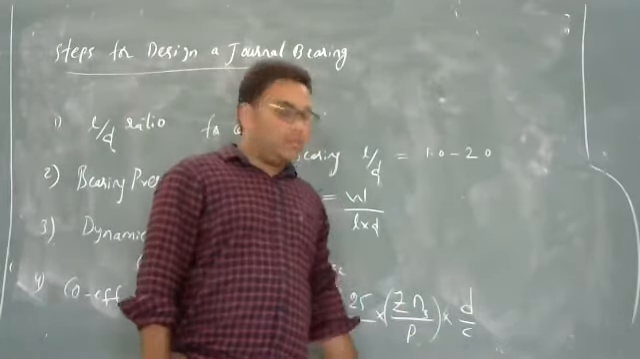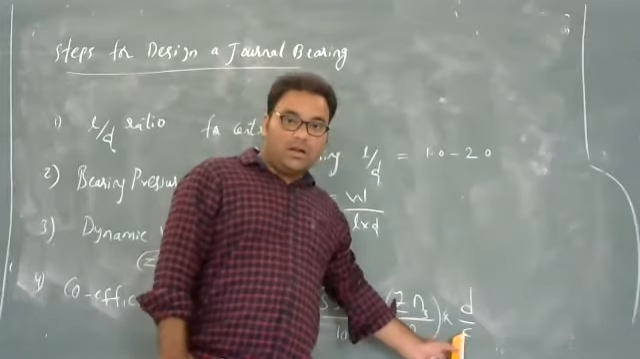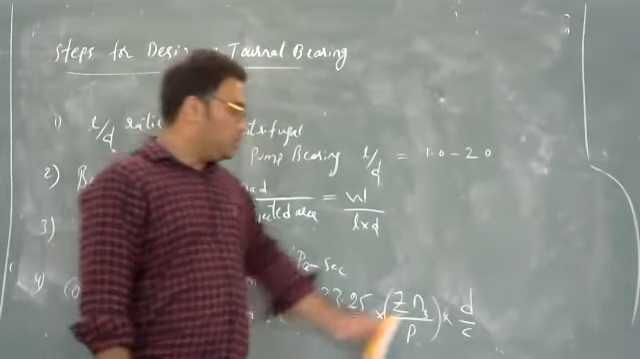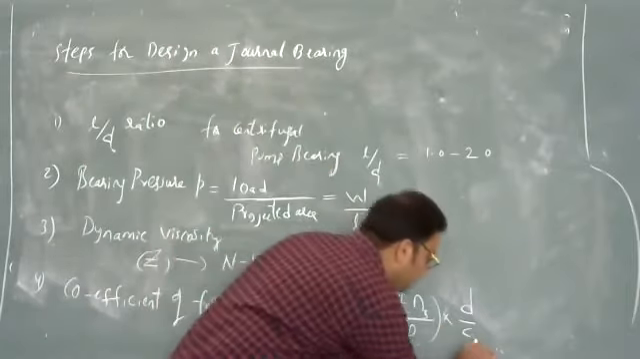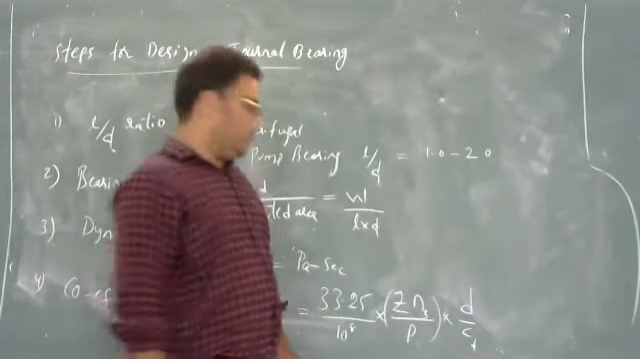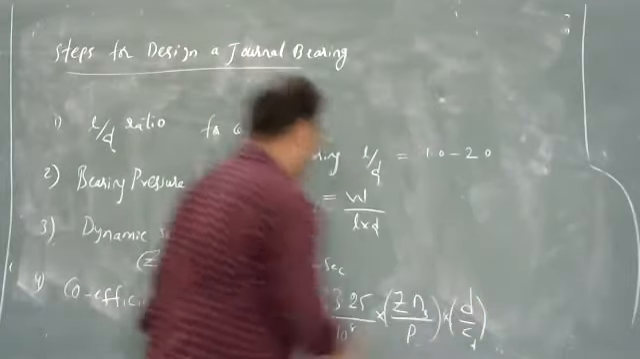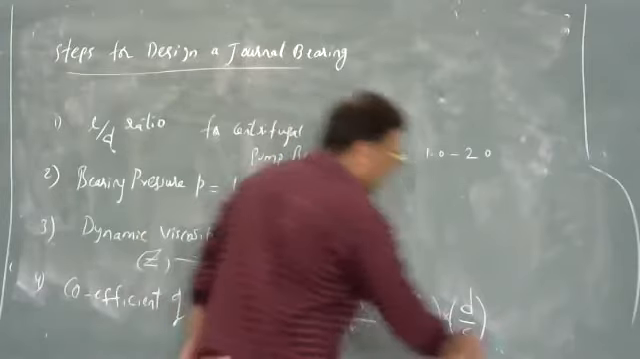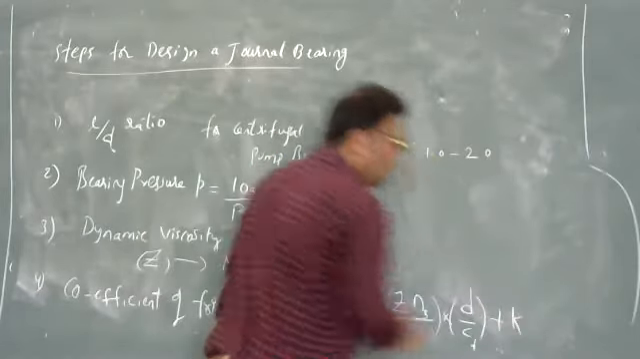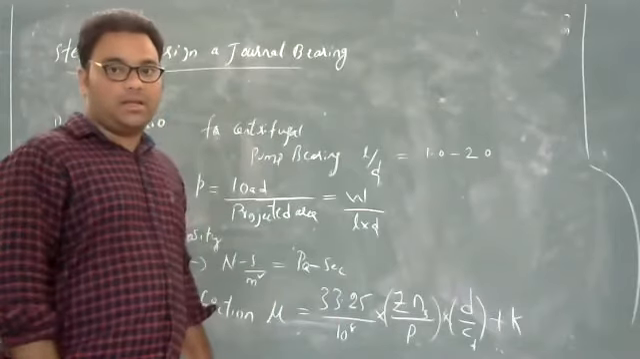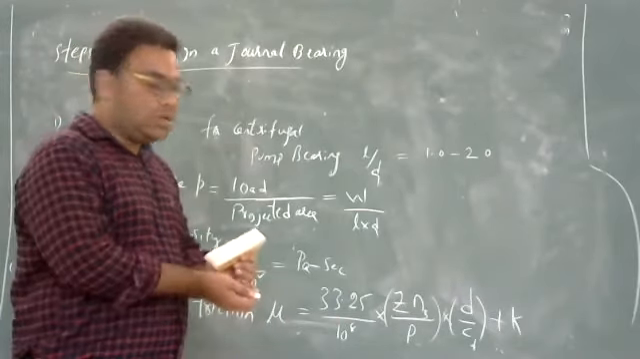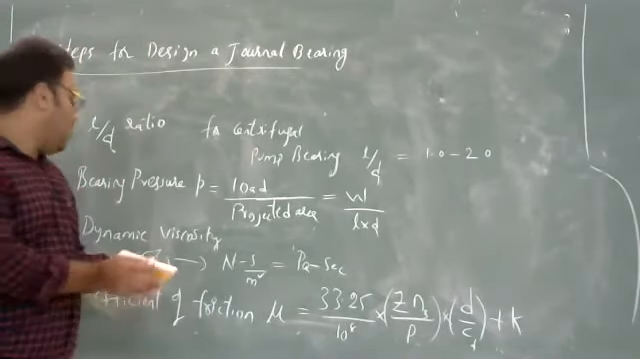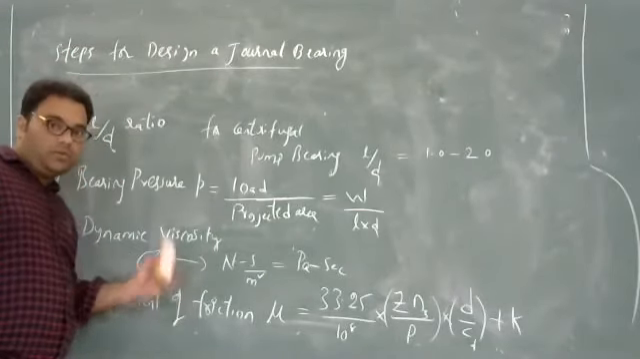Sometimes we have to take either the diametral clearance or the radial clearance, so depending on the situation, we have to follow. So this is the total value, plus we are taking the K factor also. This is a correction factor, K, to find out the coefficient of friction mu. And these are the four steps we have done.